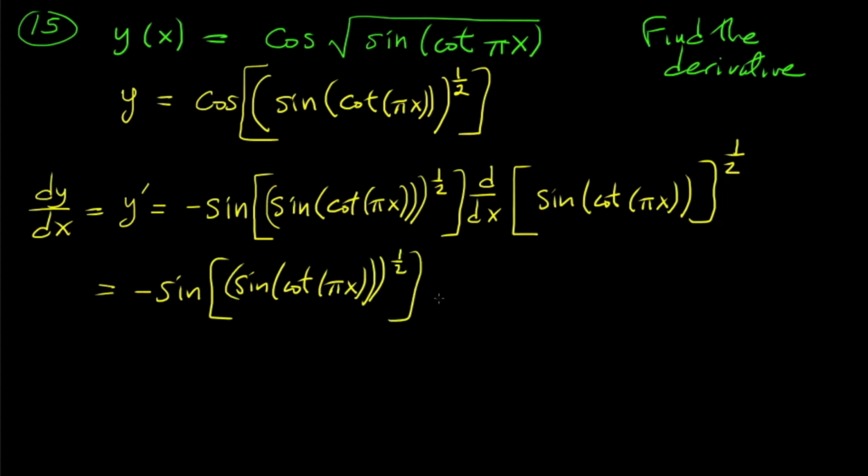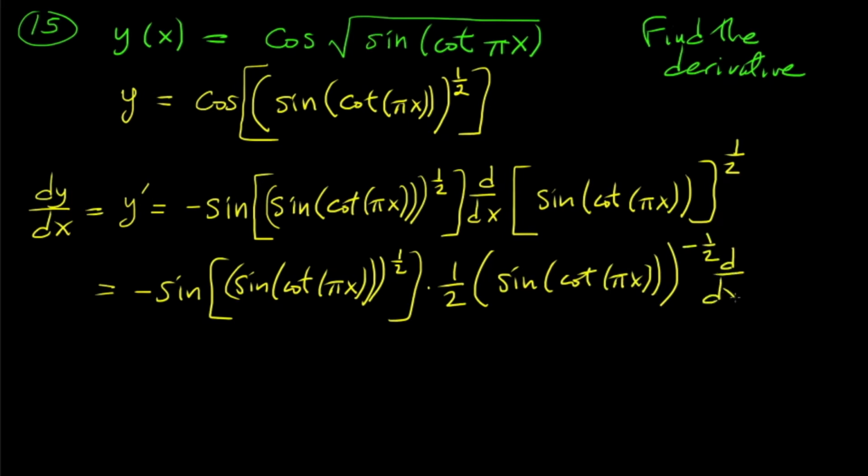Right, so now we're just taking the derivative of this thing to the 1/2. So we're going to multiply by 1/2 times this whole thing, sine of cotangent of pi x, to the power negative 1/2. And then by the chain rule again, we need to multiply by the derivative of sine of cotangent of pi x. I think I have just enough space to fit that in here. This is a little sloppy here. This is cotangent.